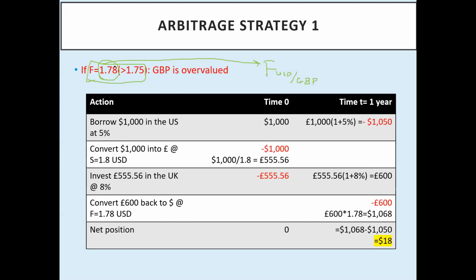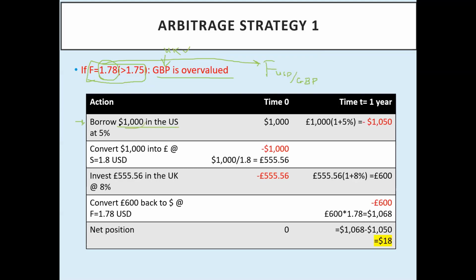So here, the forward rate for the pound is a little bit too high, and so it looks like the pound is overvalued. So when the pound is overvalued, you want to invest in the UK, and then you want to borrow in the US. This is exactly the same problem as we went through before, so we're just going to recap. Here I'm going to borrow in the US.